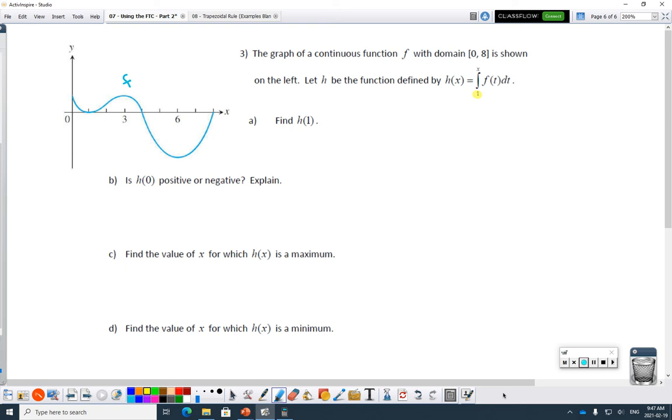So you'd come back the next day, and h at 1 would be a certain value. H at 1.1 would be a certain net area. H at 1.2 would be a certain net area. H at 1.3 would be a certain area. So h is just the, let me label that on there, red for danger. A lot of thinking has to go on here. This is a net area from 1 to some x value.